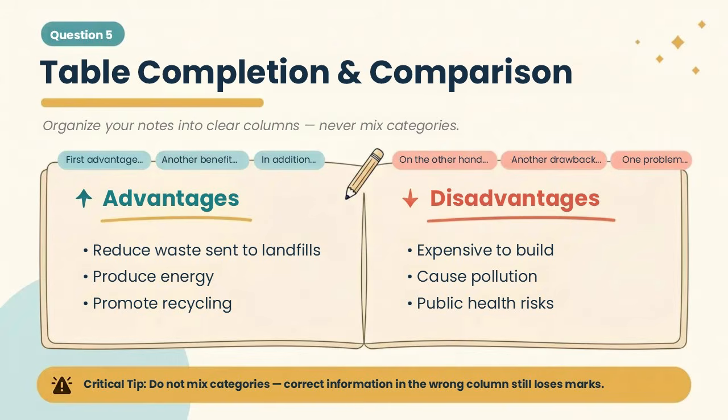For advantages, listen for the first advantage is, another advantage is, in addition, another benefit is. For disadvantages, listen for, on the other hand, firstly, another drawback is, additionally, one problem is. These words help you know where the answer belongs. Do not mix advantages with disadvantages. Many students lose marks because they write correct information in the wrong place.